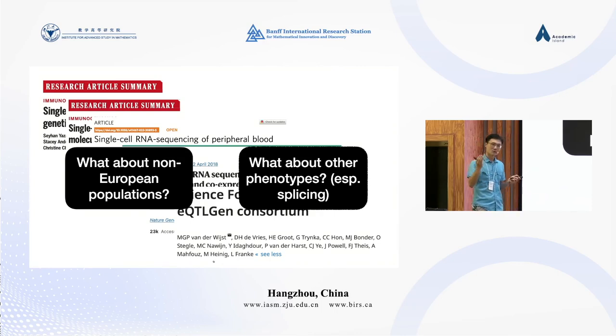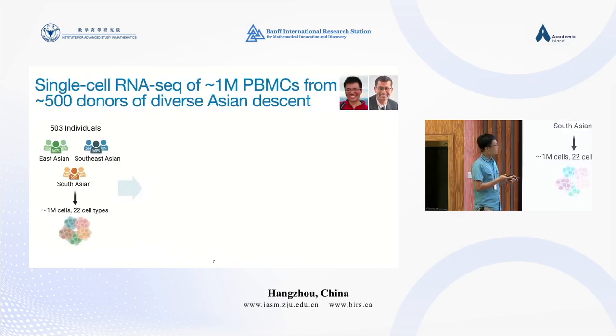But we know that RNA is much more complex than that. There are, I don't know, like 50 different post-transcriptional modifications. One of the most important ones is splicing. So that's what we focused on, which is to perform splicing regulation analysis across a large cohort of individuals of non-European populations, right?